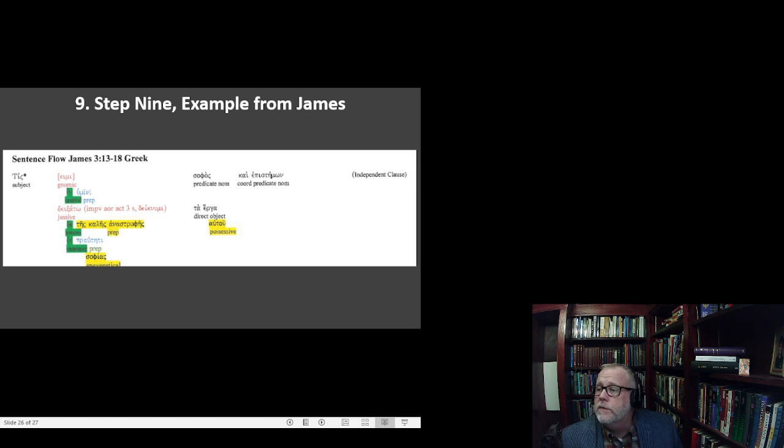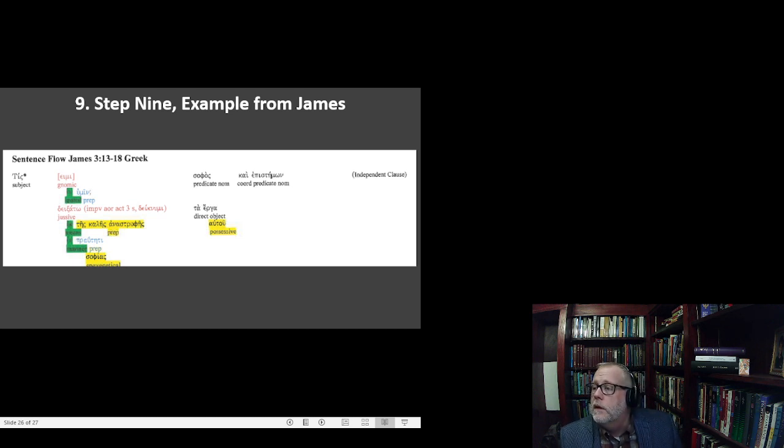And then sophos is a predicate nominative. And we don't actually have esti in the text here. It's tis and sophos together. But that's a verbless clause. So we supply the esti in order to analyze it and provide its function. But it's a nominal sentence. And so that's how we know that sophos is predicate.